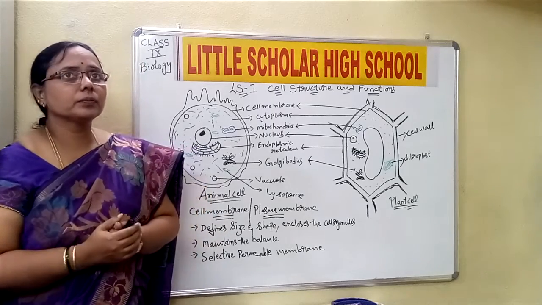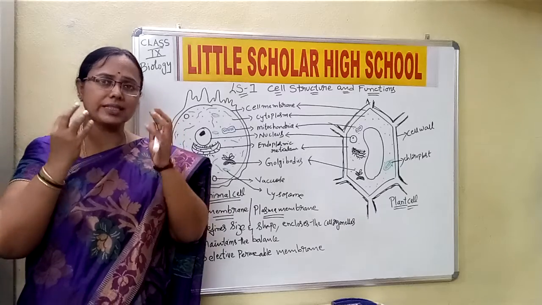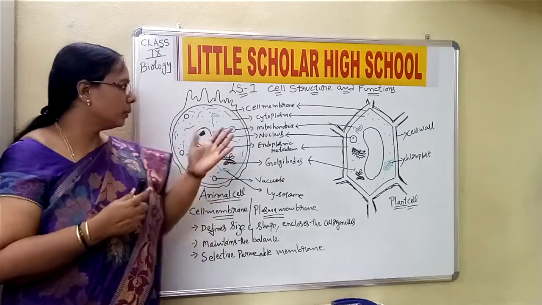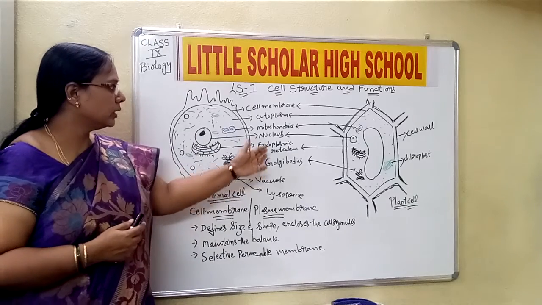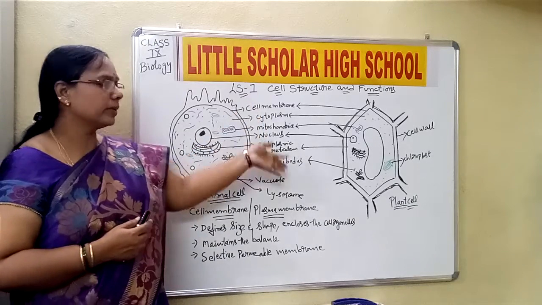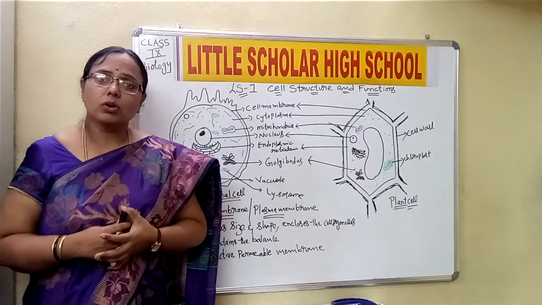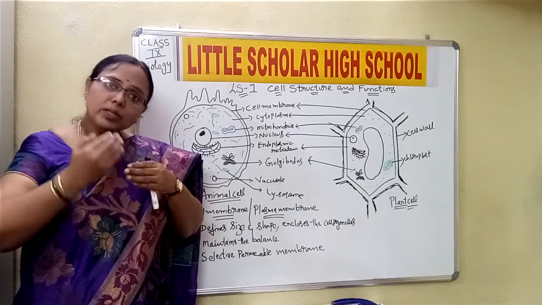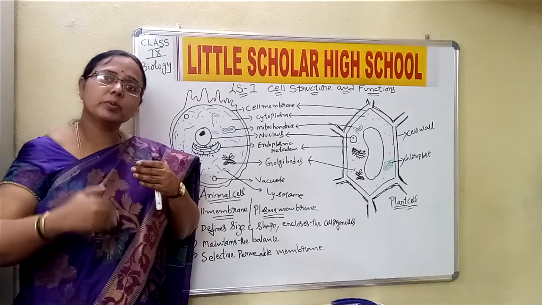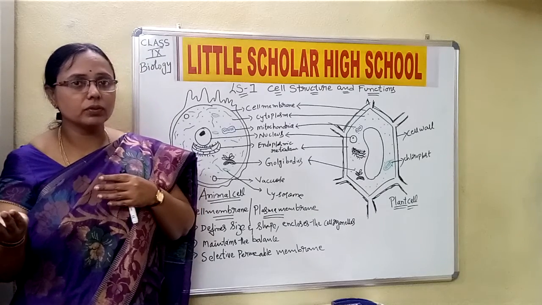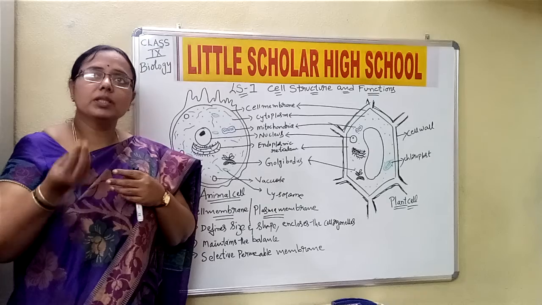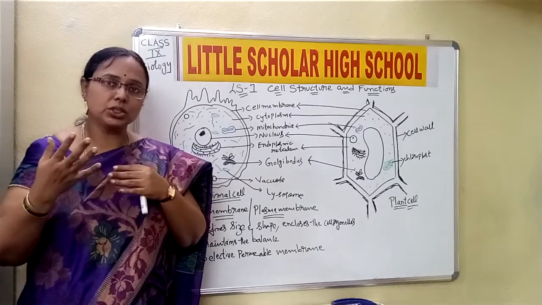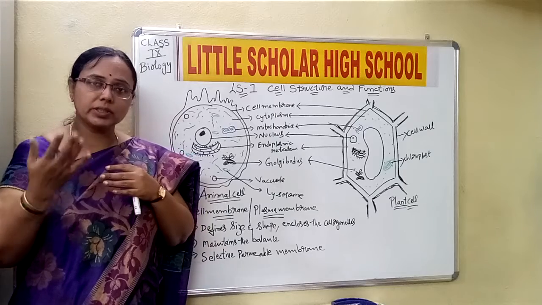For example, take the cells present in the mouth. When we talk about the typical cell, we are talking about Golgi, endoplasmic reticulum, nucleus, mitochondria and all. But the cells present in one particular part of the body will be different from the cells in another part. For example, the Golgi bodies are mainly responsible for secretion.